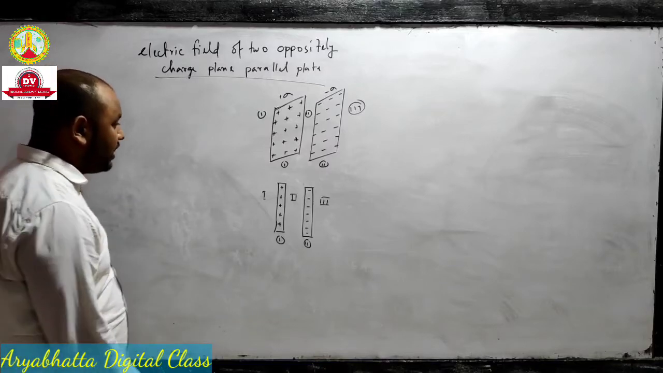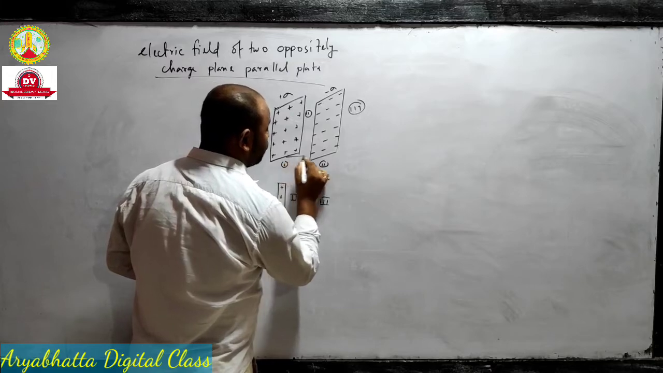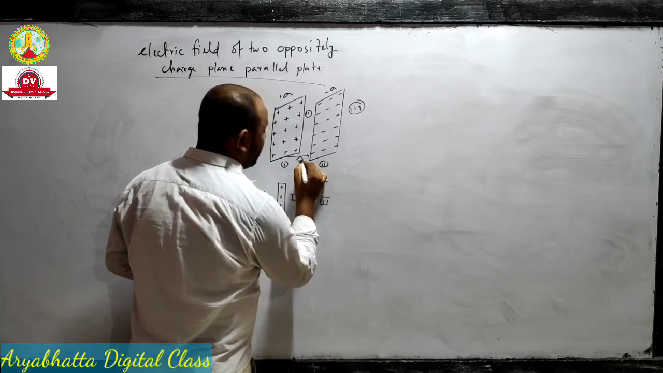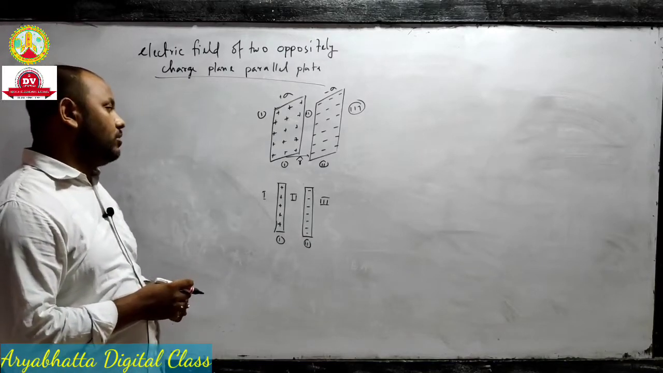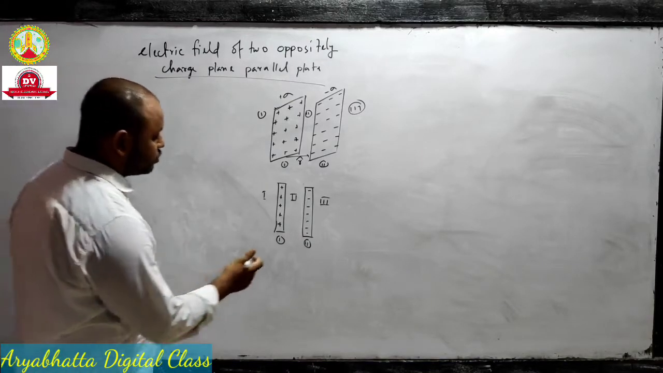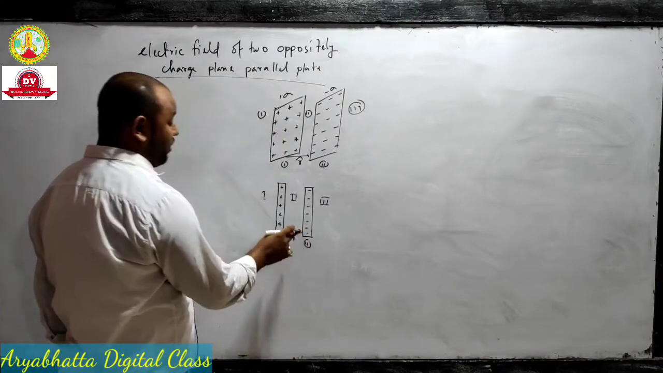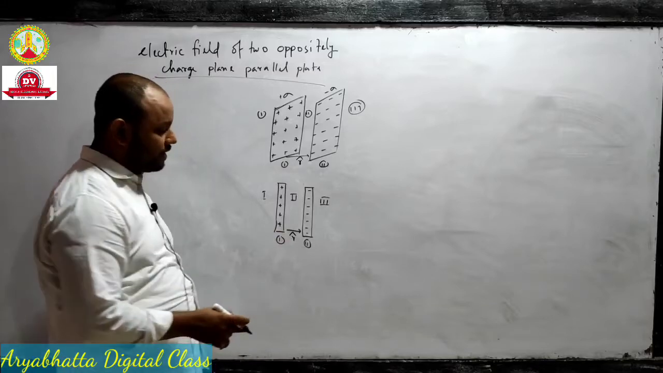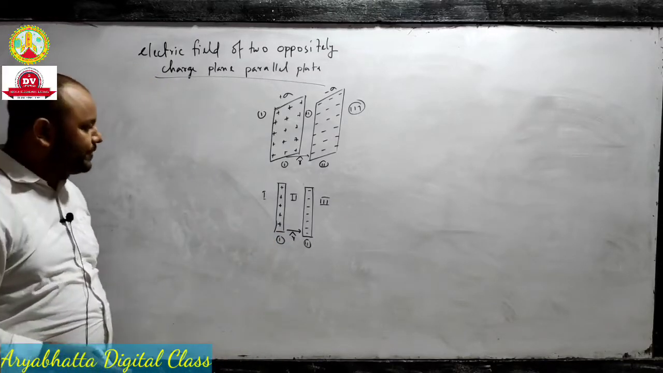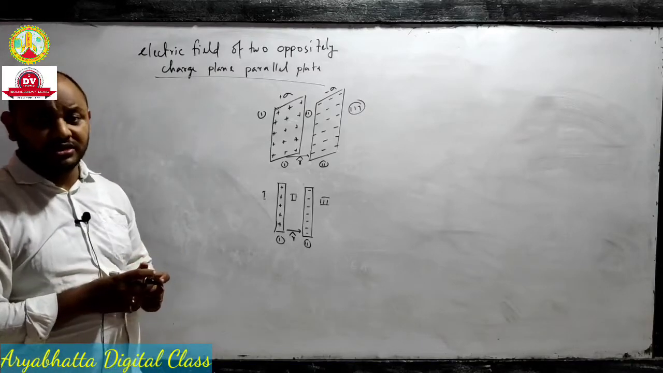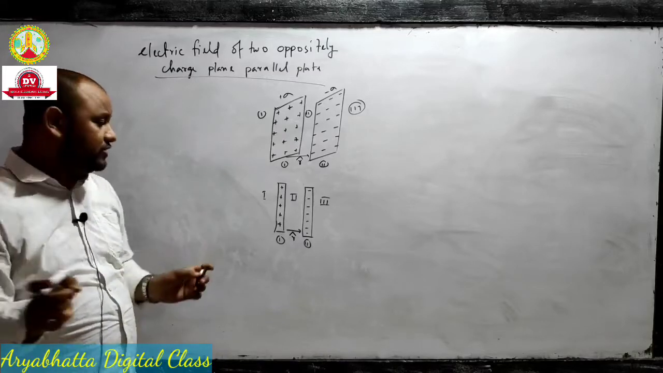We are taking a unit vector r cap in the direction from the positive to the negative plate. Here also we are taking a unit vector r cap in the direction from plate number 1 to plate number 2. For positive charges the electric field lines will be diverging.